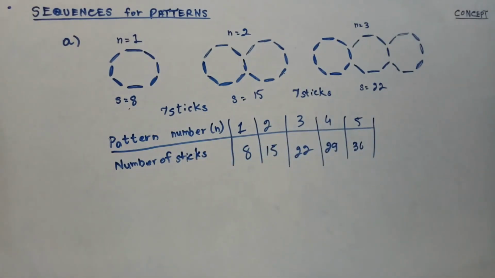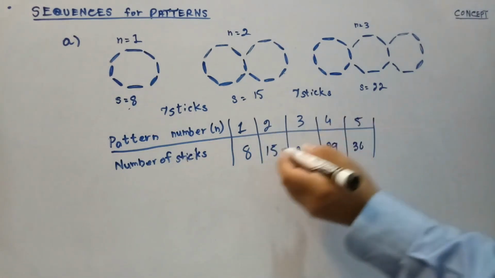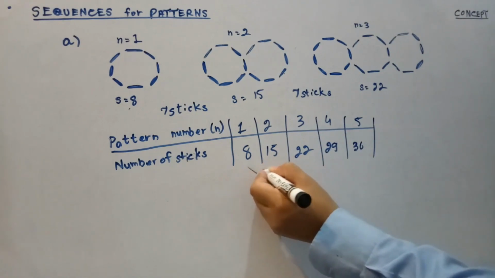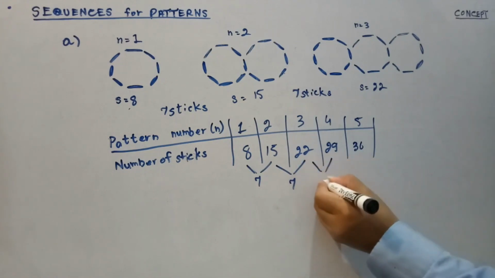Alright, so here I have drawn the sequence table. Now what I'm going to do is derive a formula to calculate the number of sticks in every pattern. Actually, the formula will remain the same as in the previous video. Here it is our first pattern, second, third, fourth, fifth. The difference between these two is 7. Similarly, the difference between these two is 7.